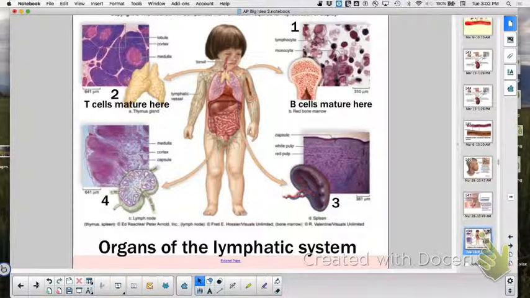Okay? How are lymph nodes and spleens similar? They filter, right? Spleens filter your blood, and lymph nodes filter your tissue fluid. Remember that part? Okay.